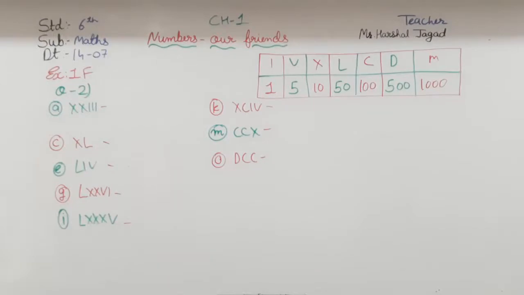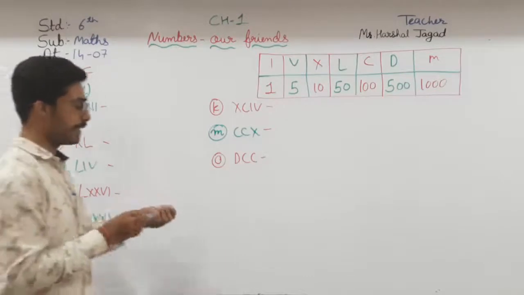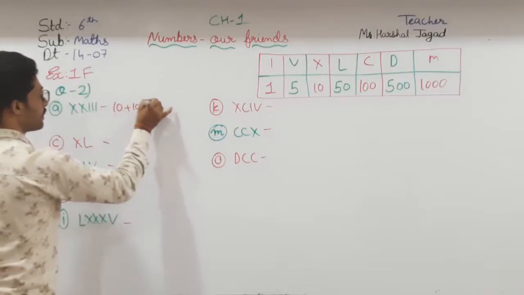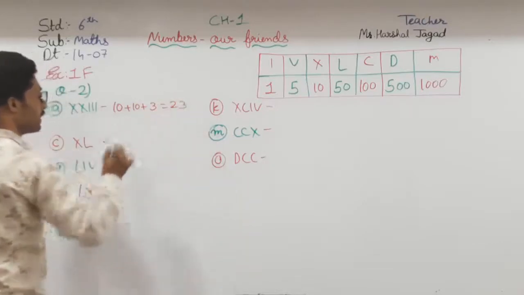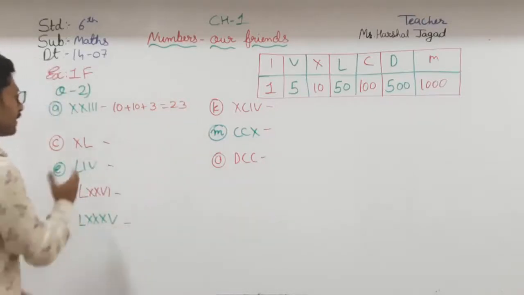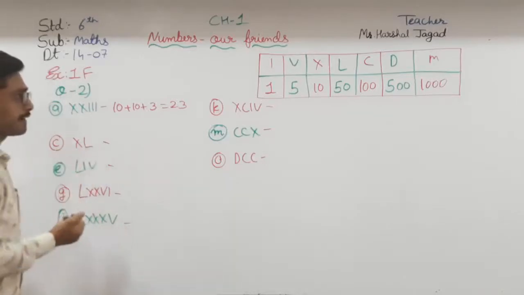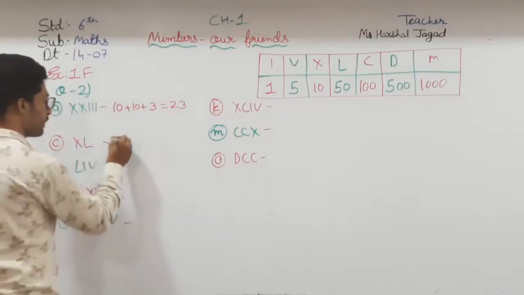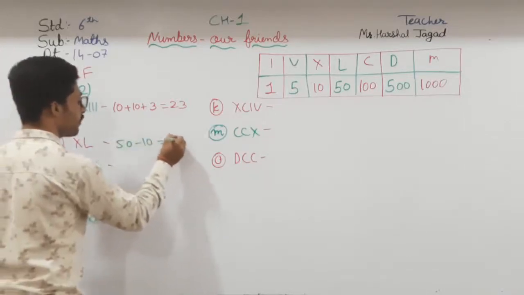Okay, students. So first you just try by yourself. So the first one, that is A. So here it is 10 plus 10 plus 3, that is 23. Okay, second one, L is greater or X is greater? So I will say L is greater. So 50 minus 10, that is 40.